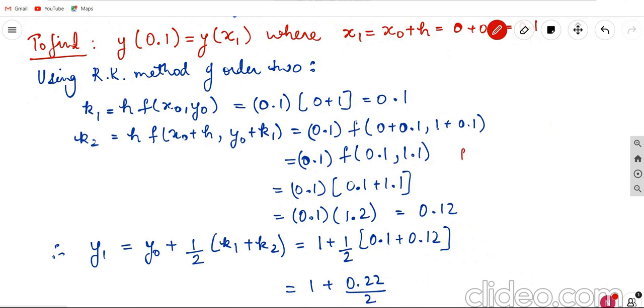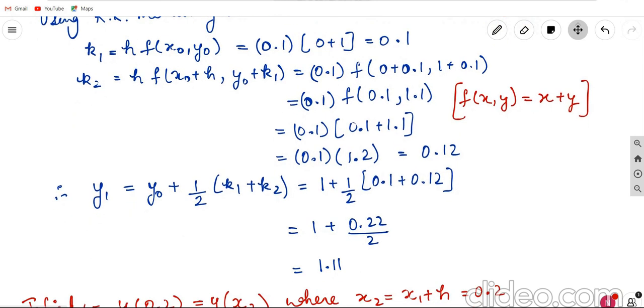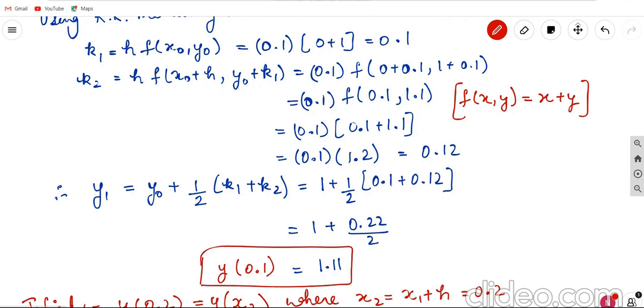Here we know that f of x, y is x plus y. So whenever you have any value of x and y and you substitute in your function, you just have to add them. That's why we are adding the values 0.1 and 1.2. So ultimately I am getting my k2 as 0.12, and this is my first approximation, y1, that is y at 0.1, as 1.11, by putting all the values in the formula.